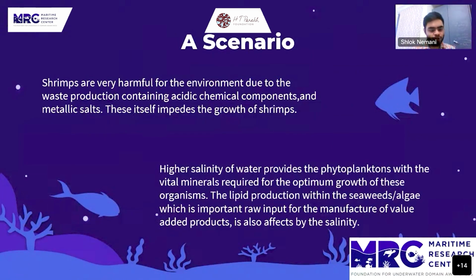We have already seen that on the spectrum of sustainability, shrimp is on one hand and seaweed is on the other. The byproducts of the shrimp are very harmful because they contain acidic chemical components as well as salts. On the other hand, the water containing nitrates and phosphates has the phytoplankton with the vital minerals required for the optimum growth of these organisms. Seaweeds also provide a food source to the shrimp.